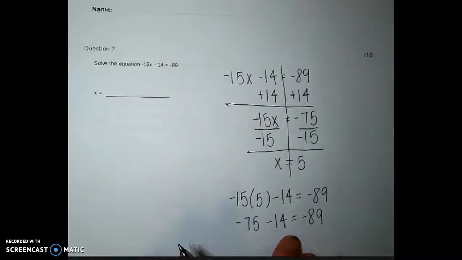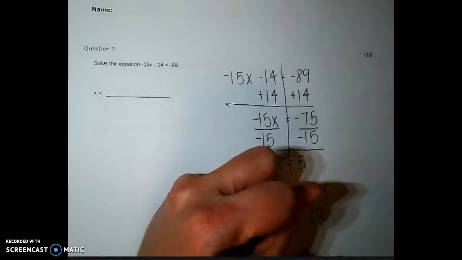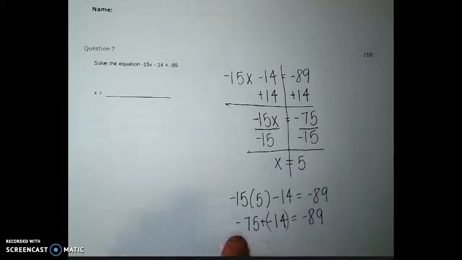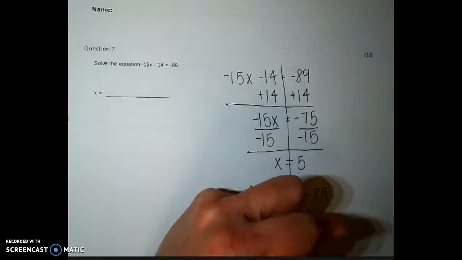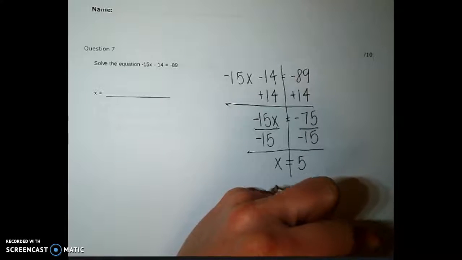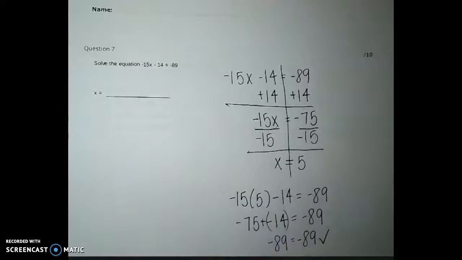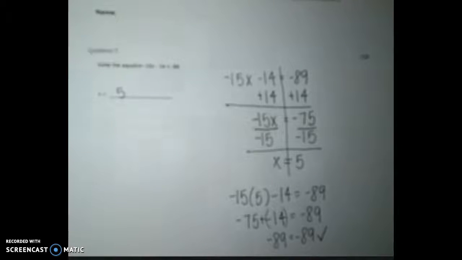And then negative 75 minus 14, think of that like keep change opposite. Same signs, I add and keep the sign. That gives me negative 89. And because negative 89 equals negative 89, I know that my answer is going to be x equals 5.